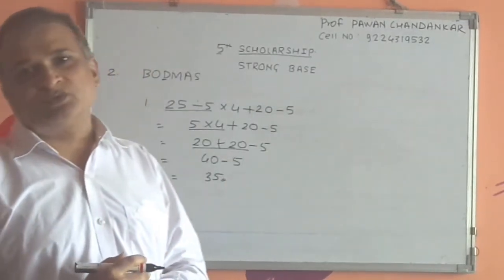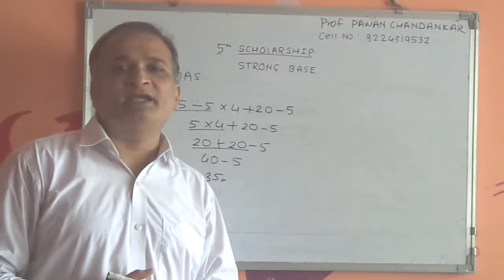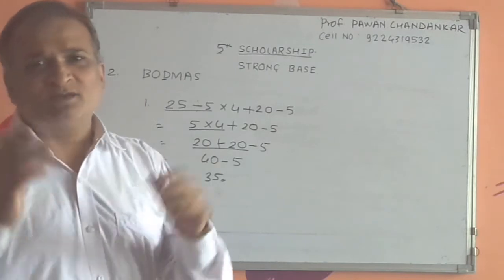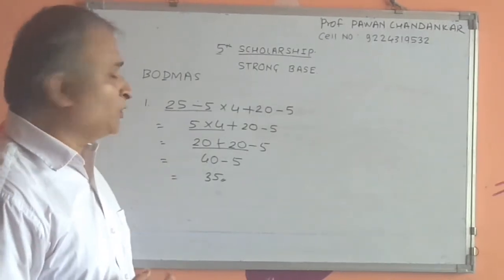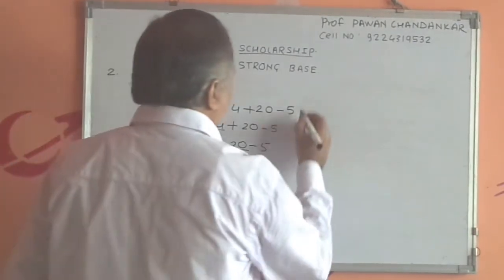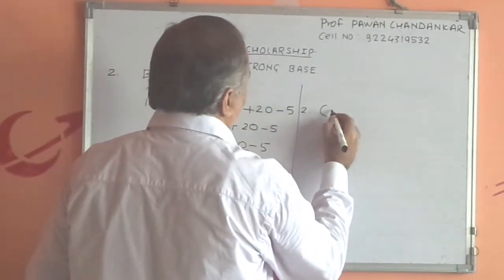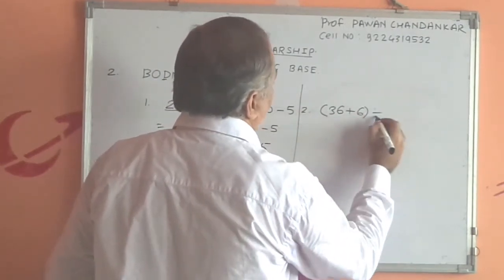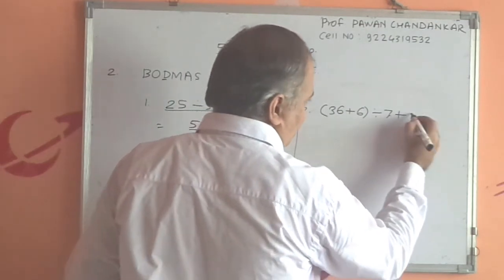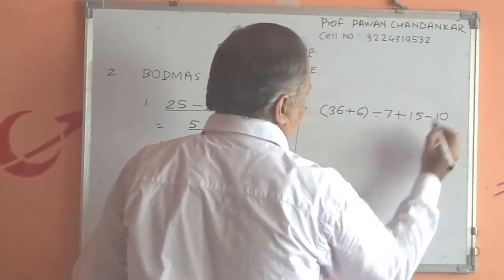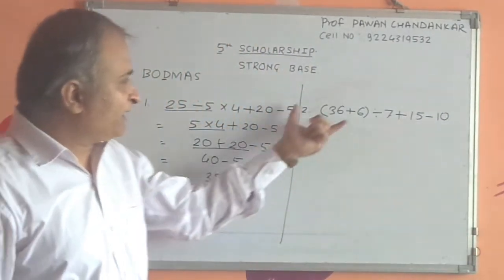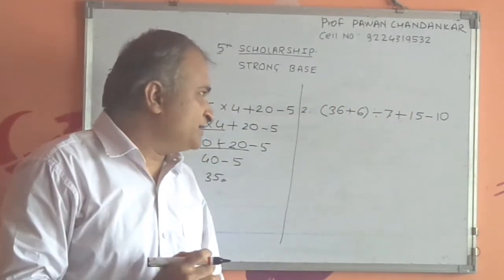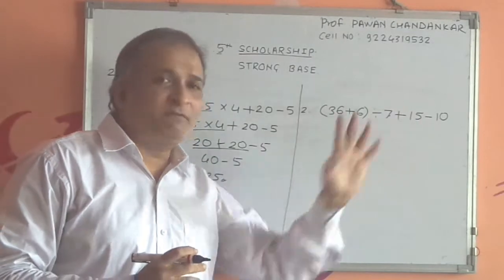So this is how we need to solve the given question by using the BODMAS rule. Let us try to understand the same concept with another example. Okay, hope you must have understood this. Look at the second example. Yes kids, here bracket has been used. 36 plus 6, these two numbers are there inside the bracket. And then division is there. Divide by 7, then plus 15 and minus 10.